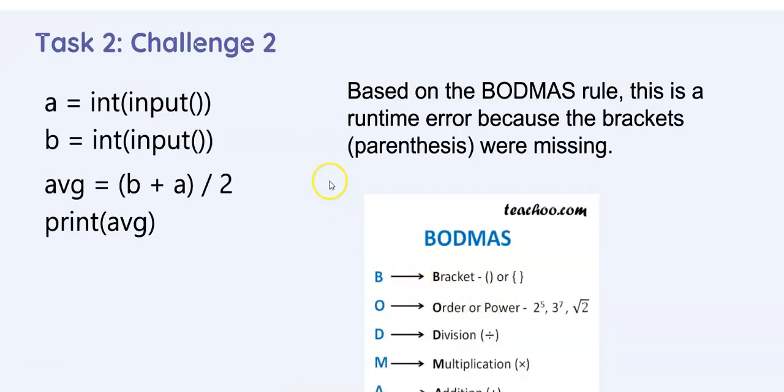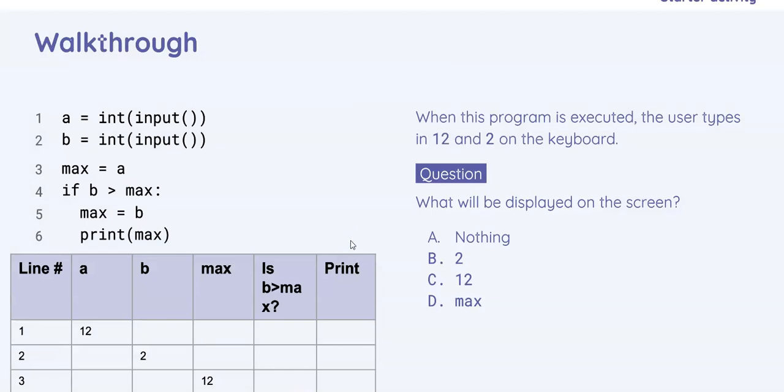So to answer the previous question, remember we spoke about BODMAS: brackets, order or power or indices, division, multiplication, addition, subtraction. So this is the order in which a statement will be evaluated. So I want you to go to this challenge and determine what will be printed. You're going to have a go at it and then come back to this video and we will explain.